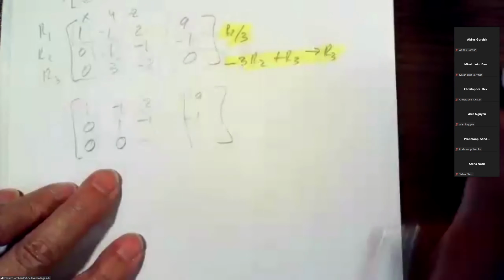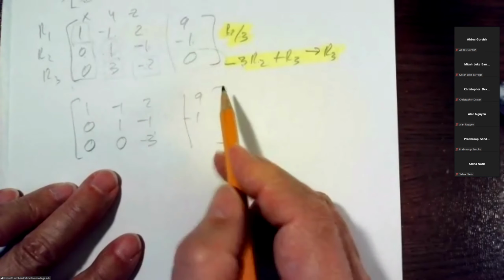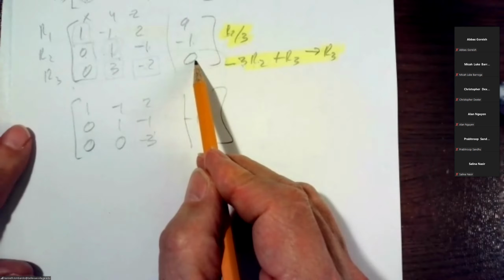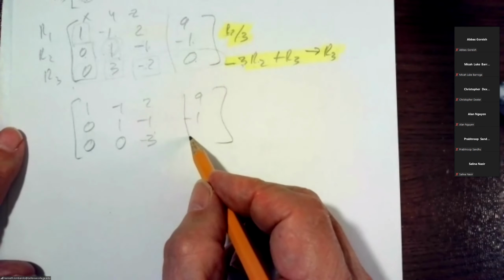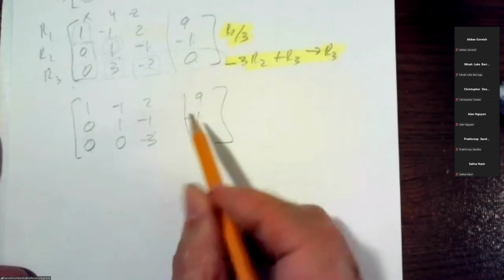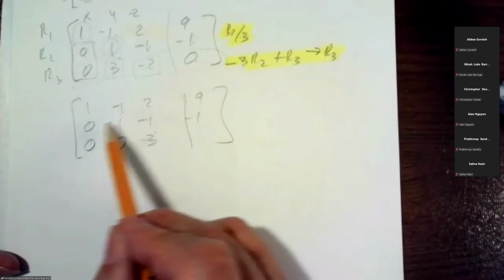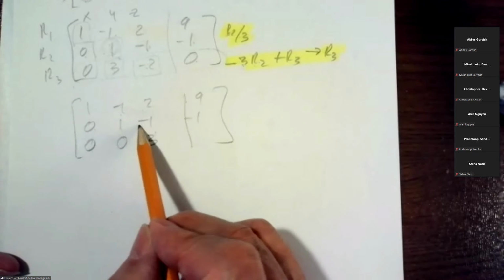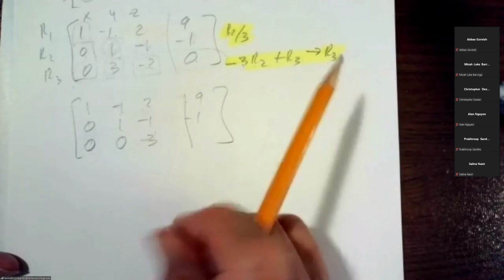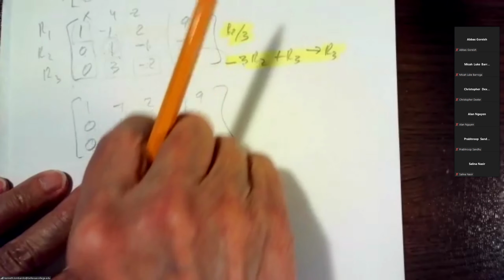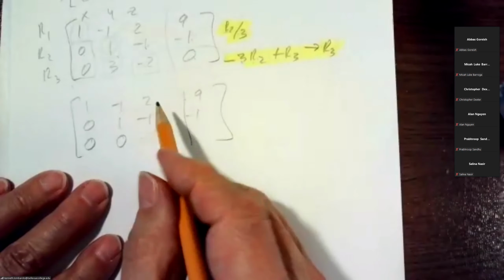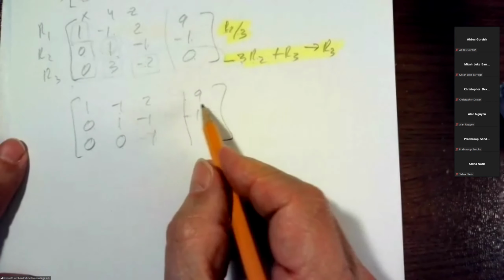Looks like that should give me a 3, shouldn't it? And then over here, I get a 0. Let's see, 1, negative 1, 2. That looks good. 0, 1, negative 1. That looks good. 0, 0. Well, this was a 1, wasn't it? We had a 3 and a negative 2. That was a 1.